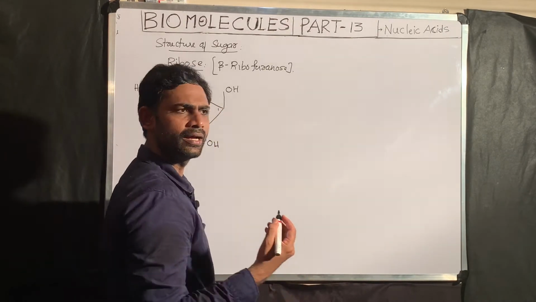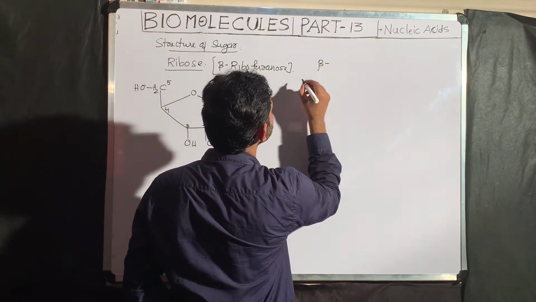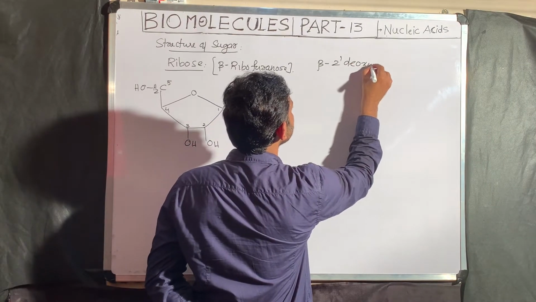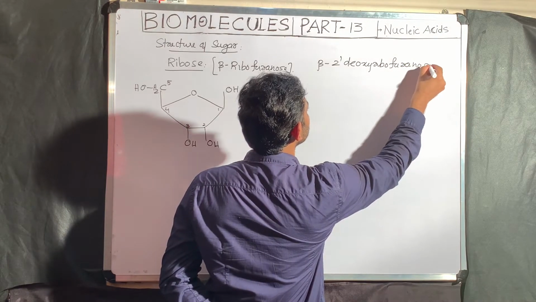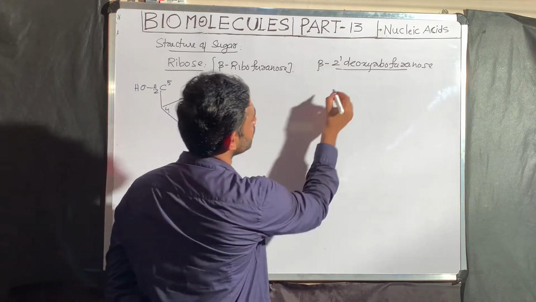Now you take the sugar in the case of DNA. What is that one? Beta-2'-deoxyribopyranose. So that is a very simple difference between these. First we have to draw the pyranose structure like this.